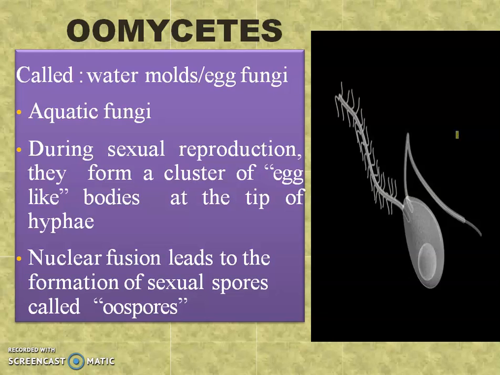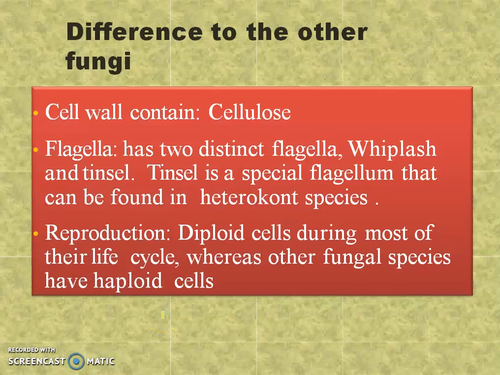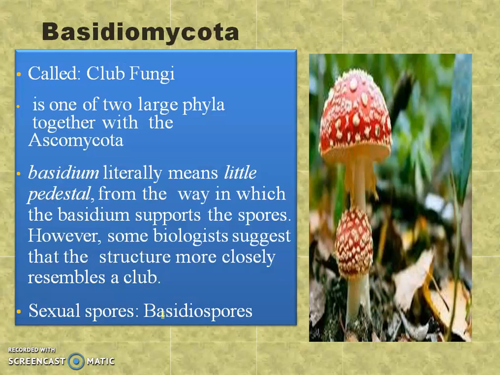Coming to Oomycetes, these are also called water molds. During sexual reproduction, they form a cluster of egg-like bodies at the tip of the hypha, and these spores are called oospores. The difference from other fungi is that they contain cellulose in the cell walls, and diploid cells are formed after reproduction.